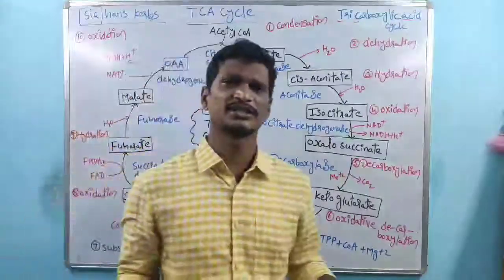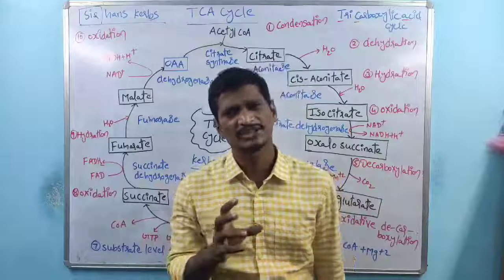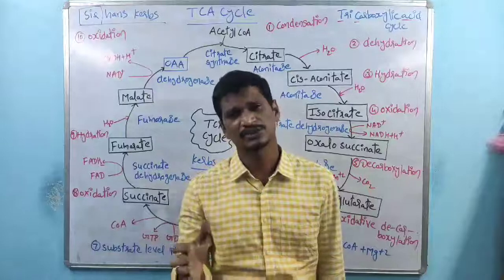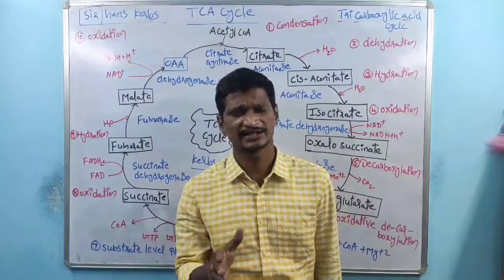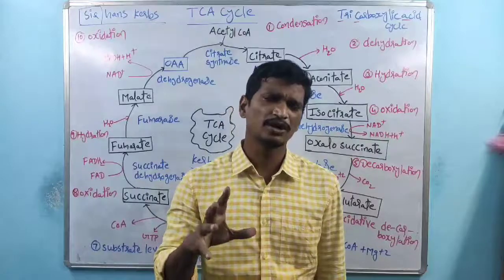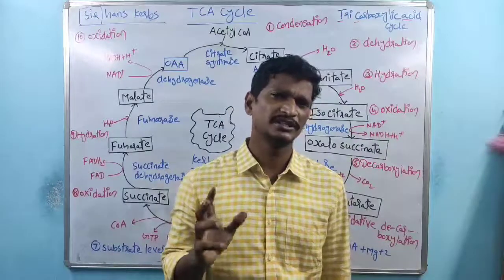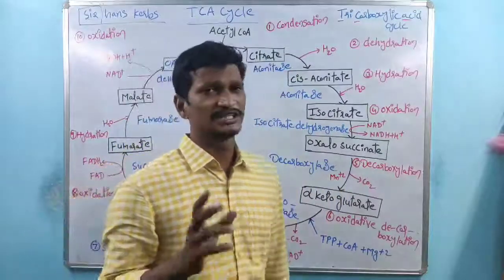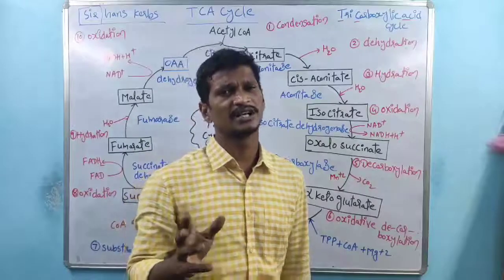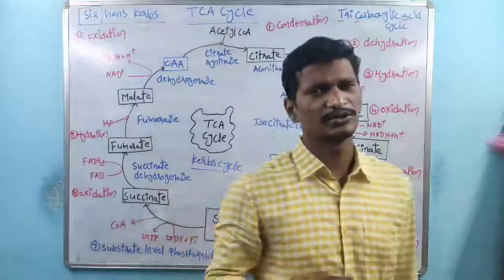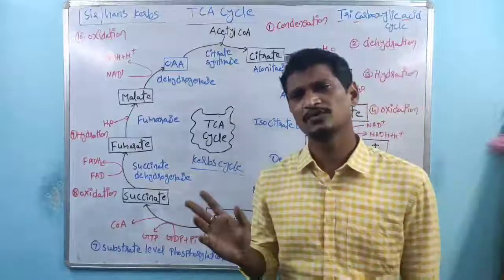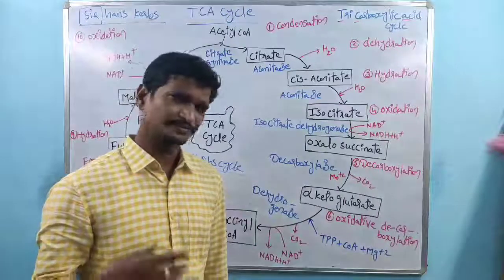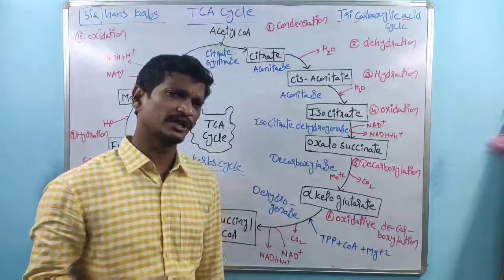Then what is the use of the TCA cycle? We know the oxidation of glucose molecules happens in these pathways. The very first one is glycolysis, then the link reaction, and the next one is the TCA cycle. So oxidation of glucose molecules is completed by the TCA cycle, because in cellular respiration, the glucose molecules are finally converted into carbon dioxide and water. In the glycolysis pathway, there is no carbon dioxide production. Then how are the glucose molecules converted into carbon dioxide?